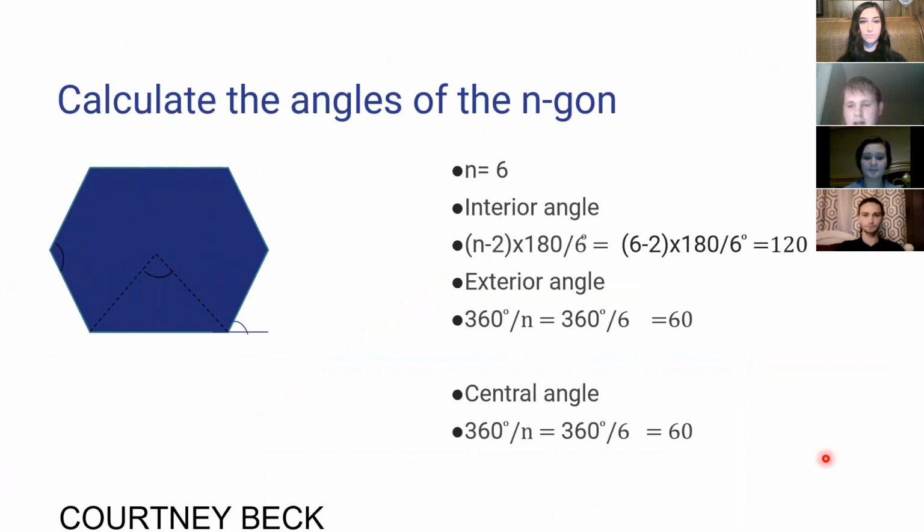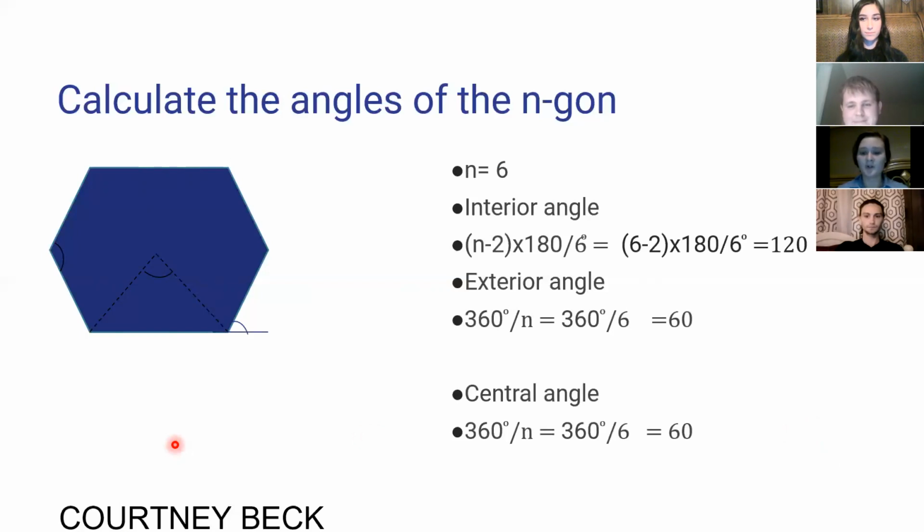How do you calculate the angles of an n-gon, a polygon with n sides? Well, first we would need to count the sides, and you can see that when you count the sides, 1, 2, 3, 4, 5, 6, there's 6 sides. So n is equal to 6. And then we will use the interior angle equation, the exterior angle equation, and the central angle equation to figure out the degree of the angle.